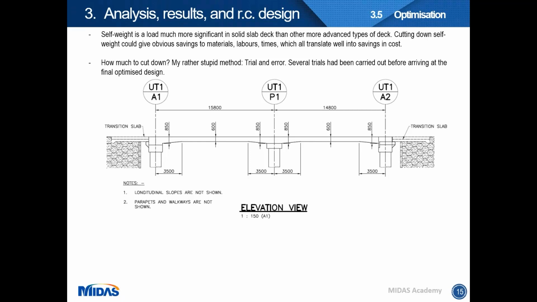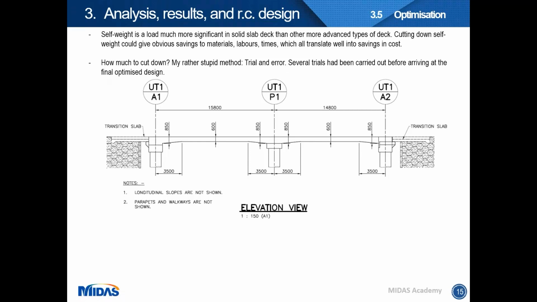So the first thing I looked at when I aim for optimizing the bridge is to reduce the self-weight. So cutting down the self-weight would give a lot of reduction in terms of savings to materials, labors, times, and so on, which all would contribute to cost savings. So how much to cut down, how much to reduce? My rather straightforward method is simply trial and error.